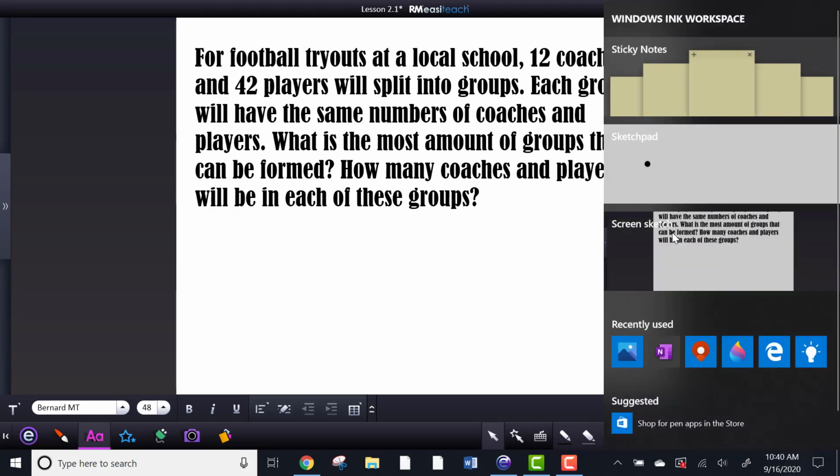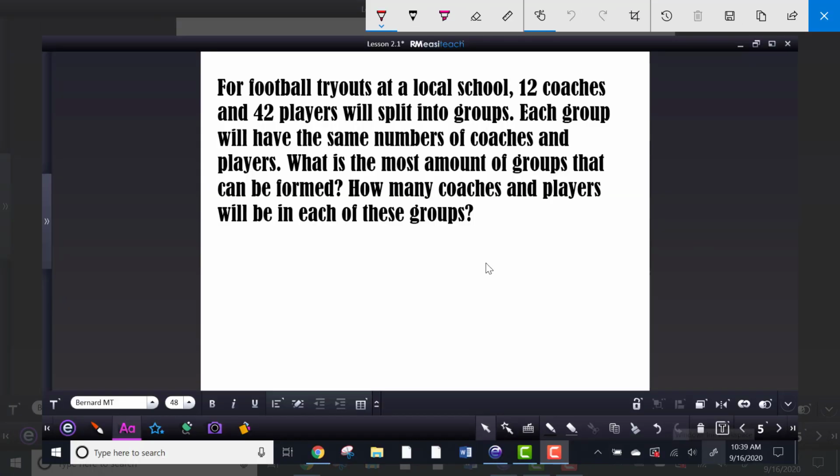So let's take a look at another problem. For football tryouts at a local school, 12 coaches and 42 players will split into groups. Each group will have the same number of coaches and players. What's the most amount of groups that can be formed, and how many coaches and players will be in each group? So we can see that they're talking about the most amount. So most amount, or the most that something is, identifies a greatest common factor story problem. It is very important to understand that.